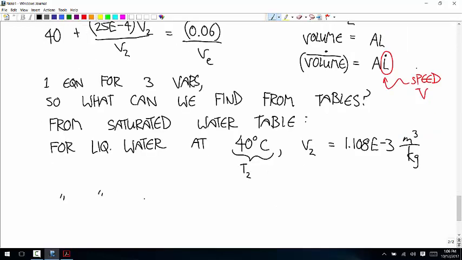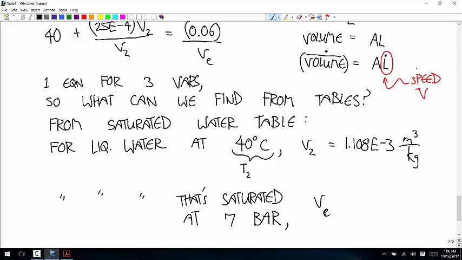And for liquid water, that's saturated at 7 bar, volume, this is at the exit, is equal to 1.0078 times 10 to the minus third.